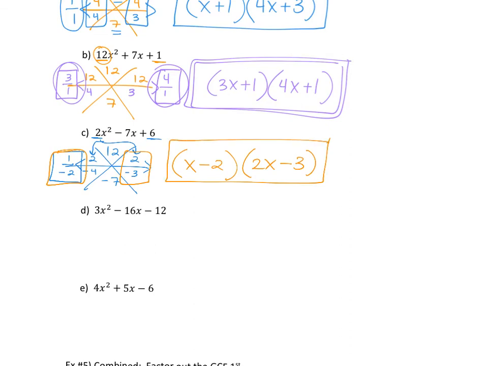One thing to note, I can switch this order. I can call it 2x minus 3 times x minus 2, and that is not a problem. So if they're flipped the order, don't worry about that. That's totally okay.